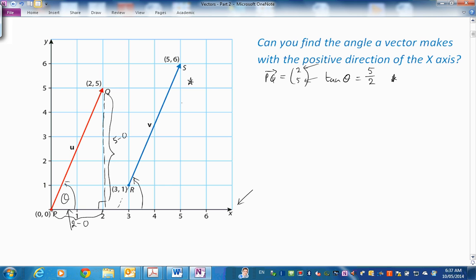And we could do it for this vector here. Let's do it for this vector here without any construction. Let's say we happened upon this vector, v, just walking down the street or something. And it's 3, 1, 5, 6. We would say vector RS is equal to, what's the x step? 5 take 3, which is 2. And 6 take 1, which is 5. And so the tan of theta is 5 over 2. We said they were equal, so it checks out.